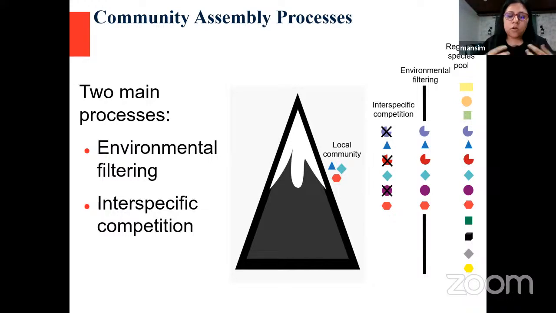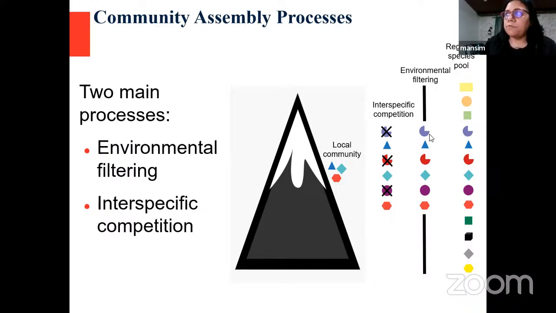Which means that because they're all now very similar, they will also compete more strongly with each other for the available set of resources, right? So then your next filter, or next assembly process, comes into the picture, which reduces this competition by removing the very similar species, right? So it creates gaps in your species pool.